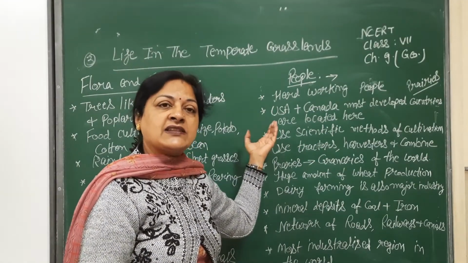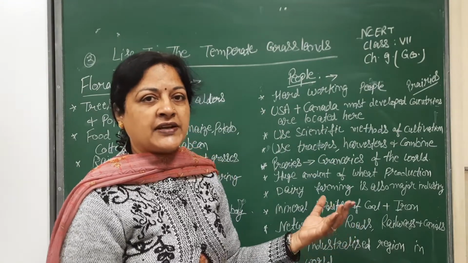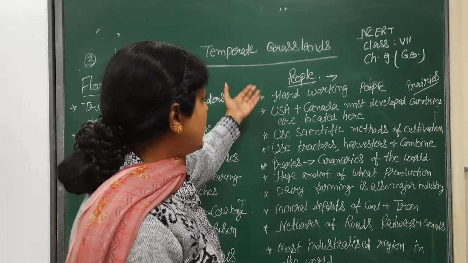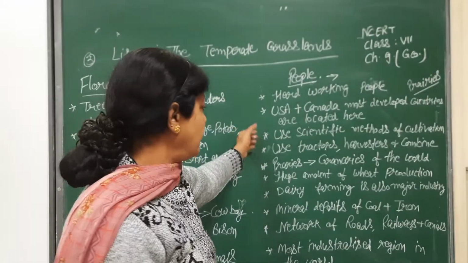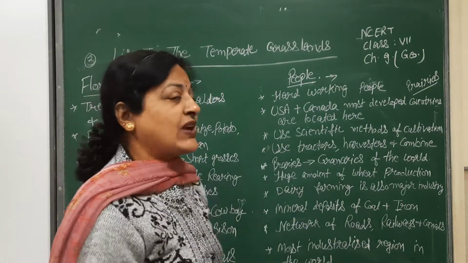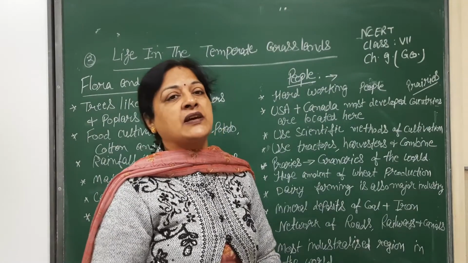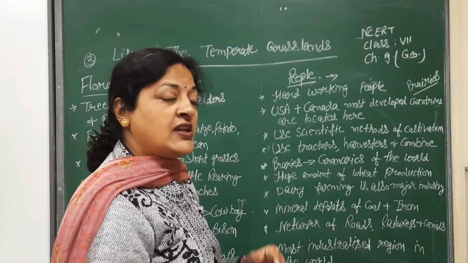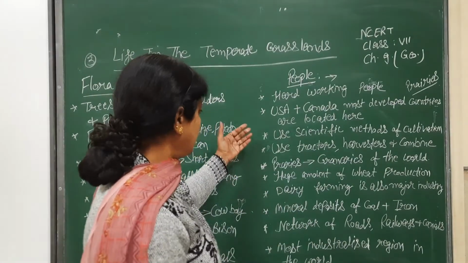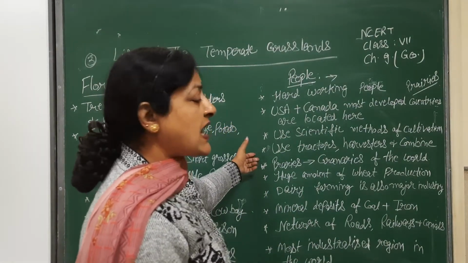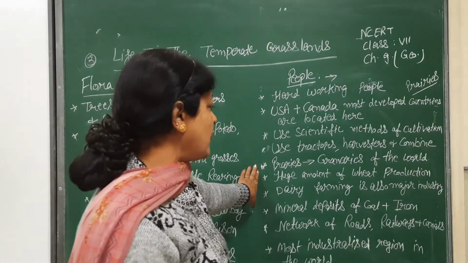USA and Canada, the most developed countries of the world, are developed in the prairies. The people use scientific methods of cultivation. They use tractors, harvesters and combines for the cultivation. That's the reason why they have a high yield of the product. The prairies are also known as the granaries of the world.